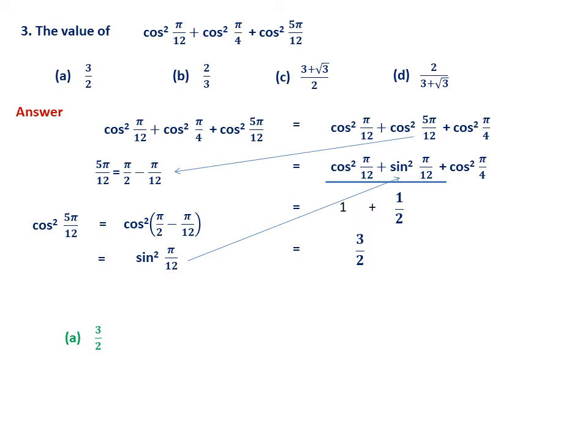This concept I told in the previous class also. If you see cos square pi by 12 as the first term and cos square 5 pi by 12 as the last term, if you add the angles it is 90 degrees, so that means they are complementary. So the last one should become directly sin square pi by 12. That is a shortcut, so that you can also use.